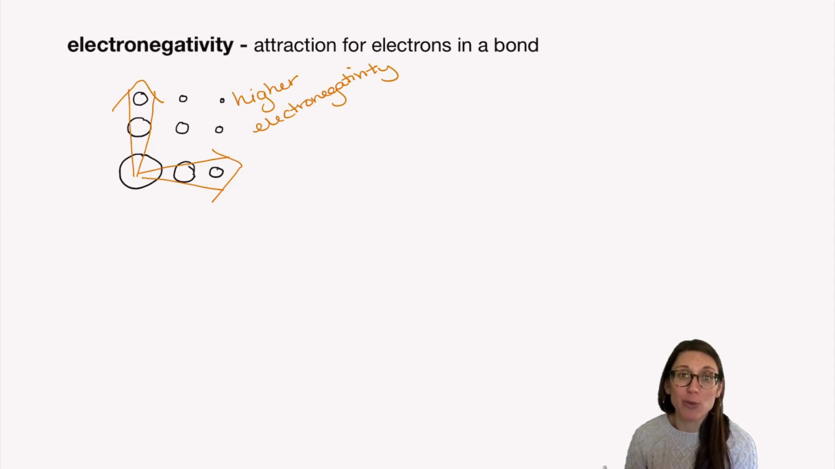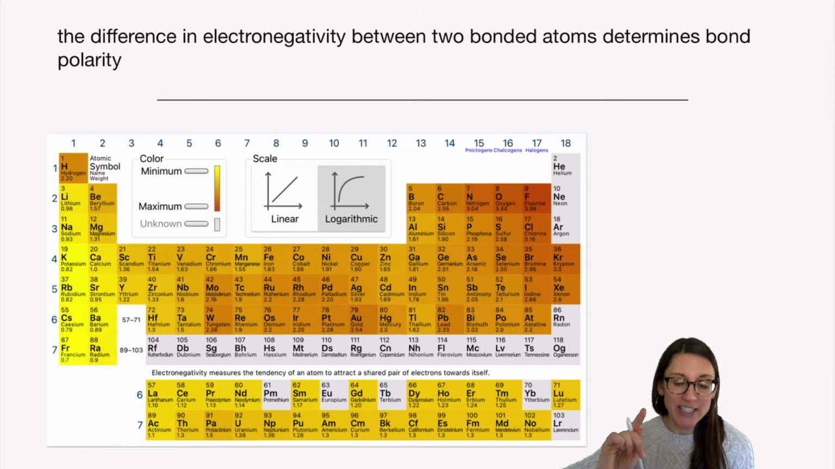And that's going to have a huge impact on the way the bonds behave and then ultimately on the way your molecule behaves. So let's take a look at that. The difference in electronegativity between two bonded atoms determines what we call the polarity of the bond.